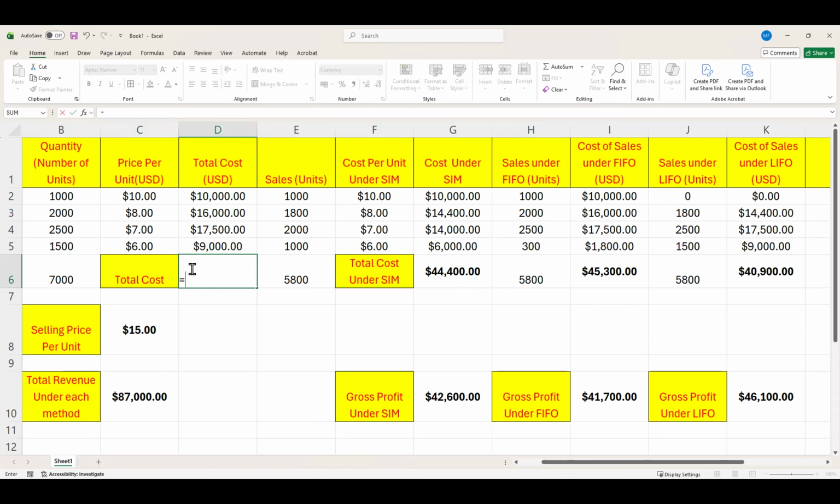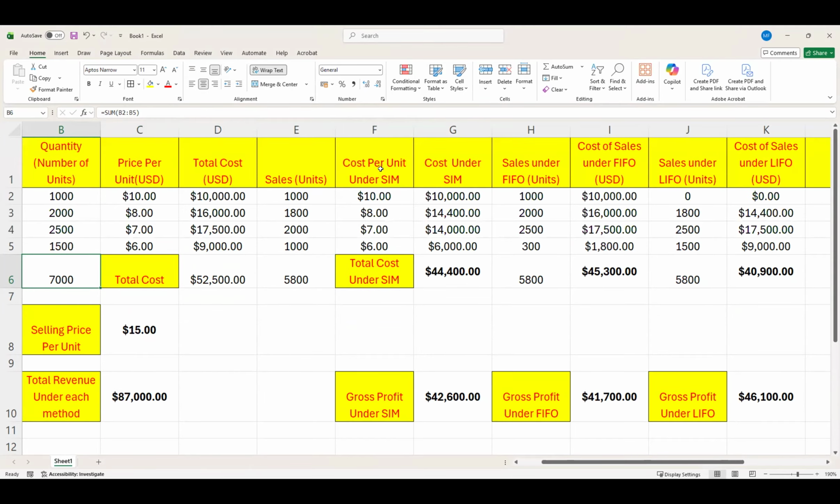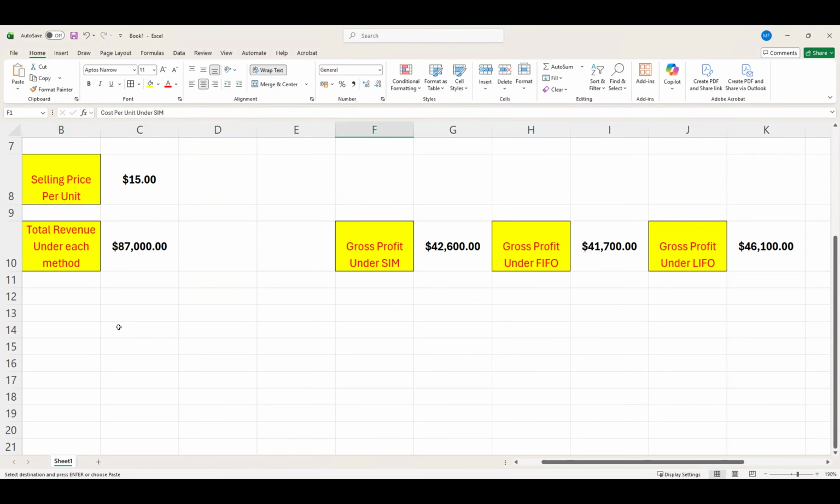So total cost was how much? Instead of doing 1000 multiplied by 10,000, of course we have Excel, so we can just take the total cost and the total quantity purchased. So can I simply say that the cost per unit under this weighted average method will be the same, right? It will not depend on batch to batch, so I can do it separately.